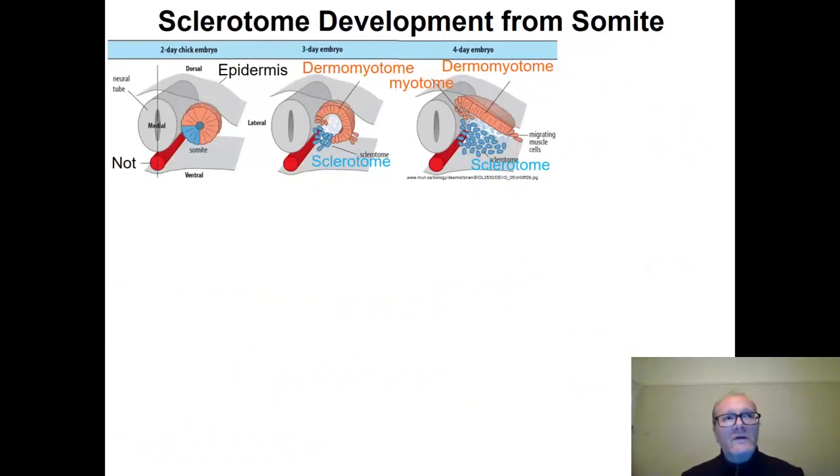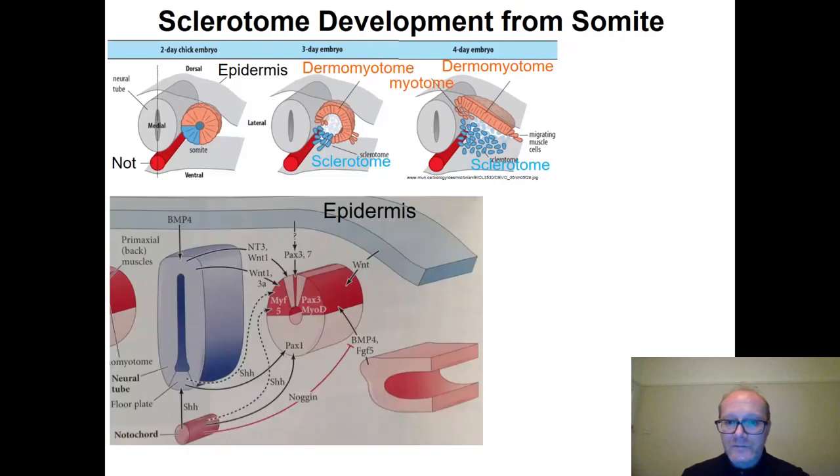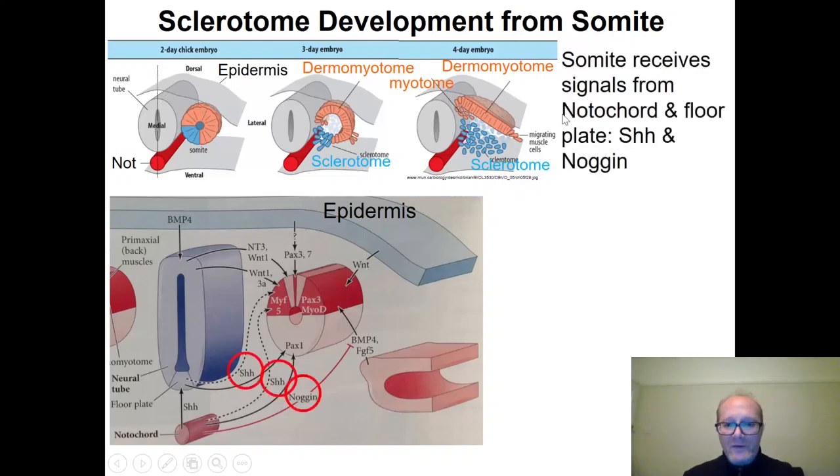Now, we talked about the somite formation from the presomatic mesoderm. But we now need to talk a bit more about how the different parts of the somite form and differentiate into the dermomyotome and sclerotome. So you see here a representation of a somite near the notochord and the neural tube, and part of the somite is going to form the sclerotome, while part of the somite is going to form the dermomyotome.